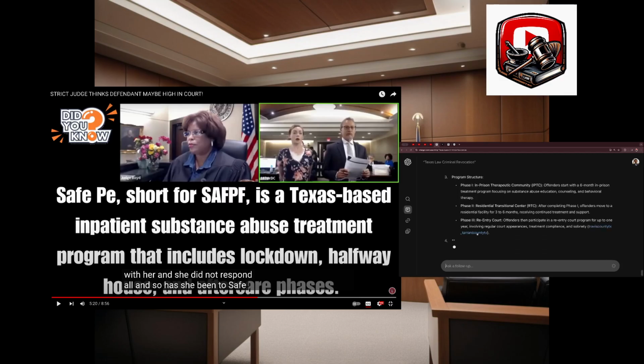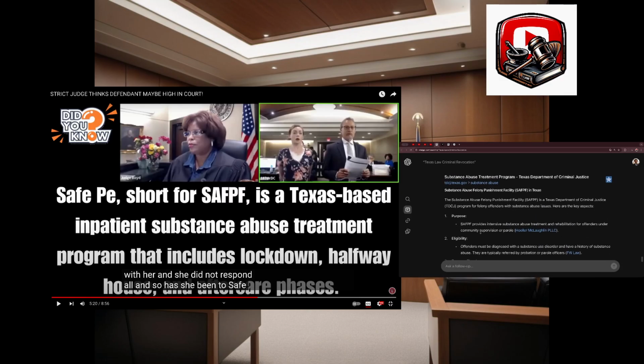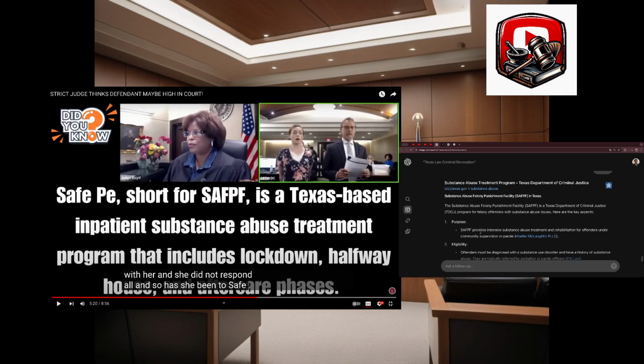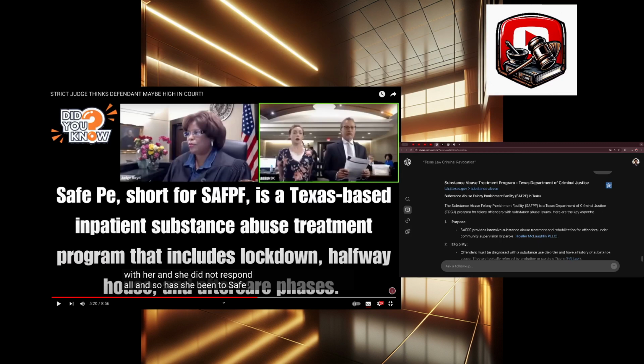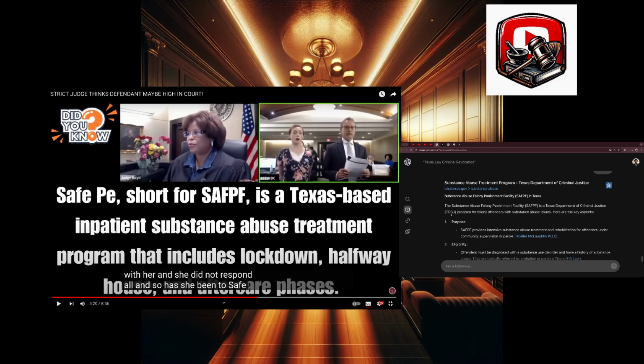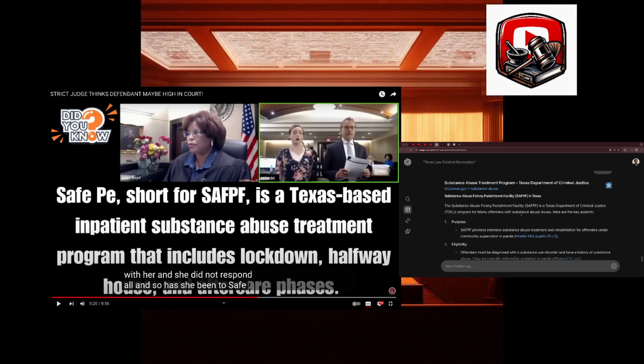All right, and it's their substance abuse treatment program. It says the Texas Department of Criminal Justice, substance abuse felony punishment facility in Texas. It says the Substance Abuse Felony Punishment Facility is a Texas Department of Criminal Justice, and then here's their acronym, TDCJ, program for felony offenders with substance abuse issues.